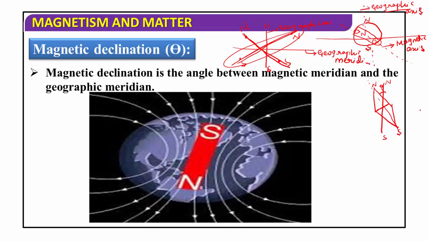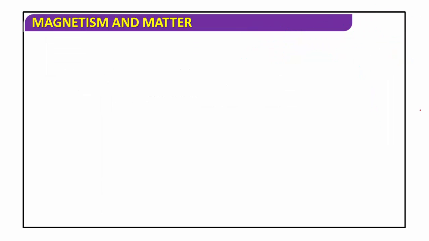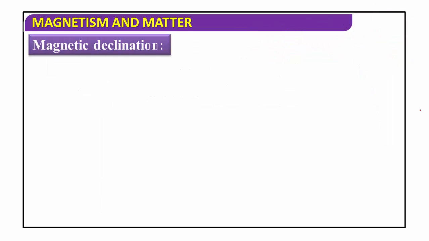The angle between the magnetic meridian and geographic meridian, or the angle between the magnetic axis and the geographic axis, is called magnetic declination. It is mathematically denoted by the symbol theta. It has a higher value at high latitudes and a very low value at the equator. And the next concept is magnetic declination.